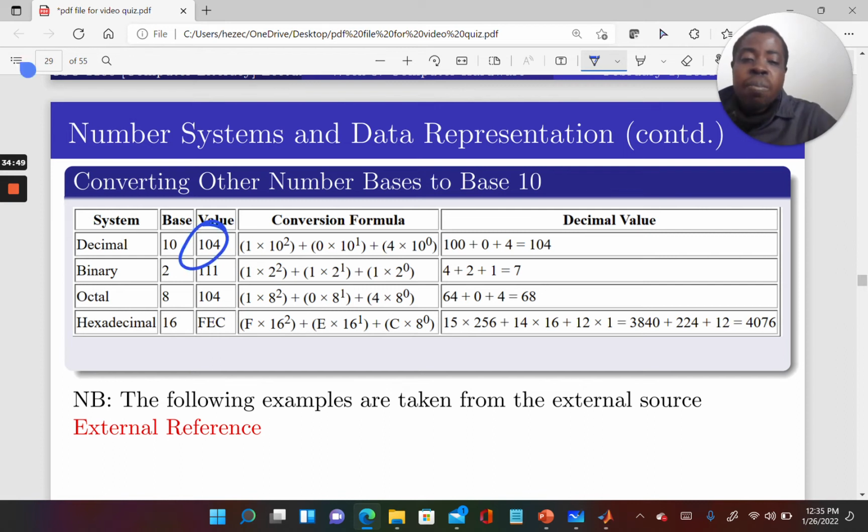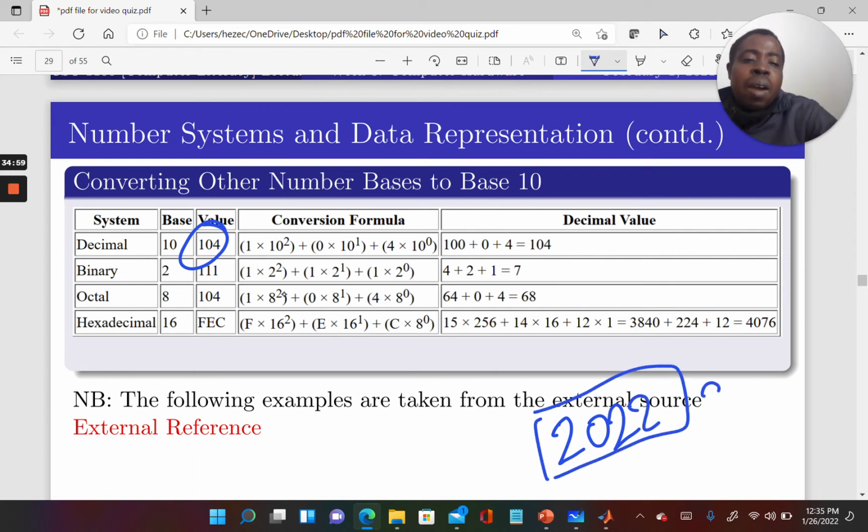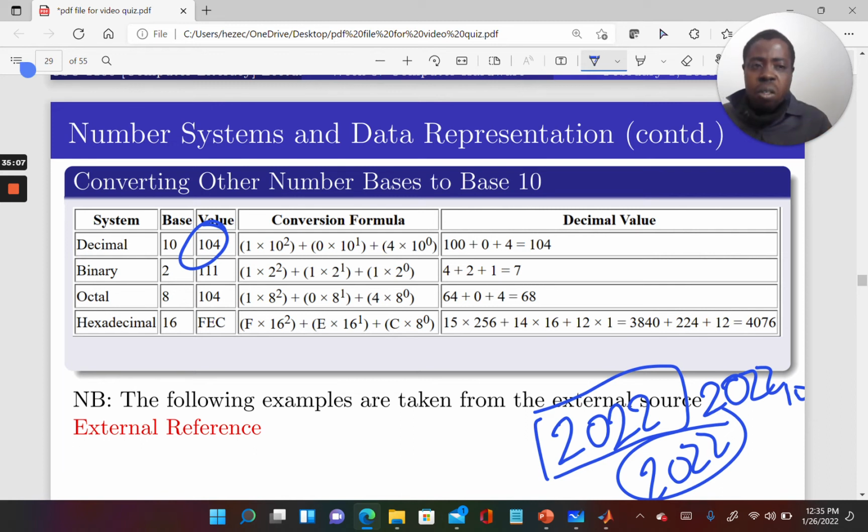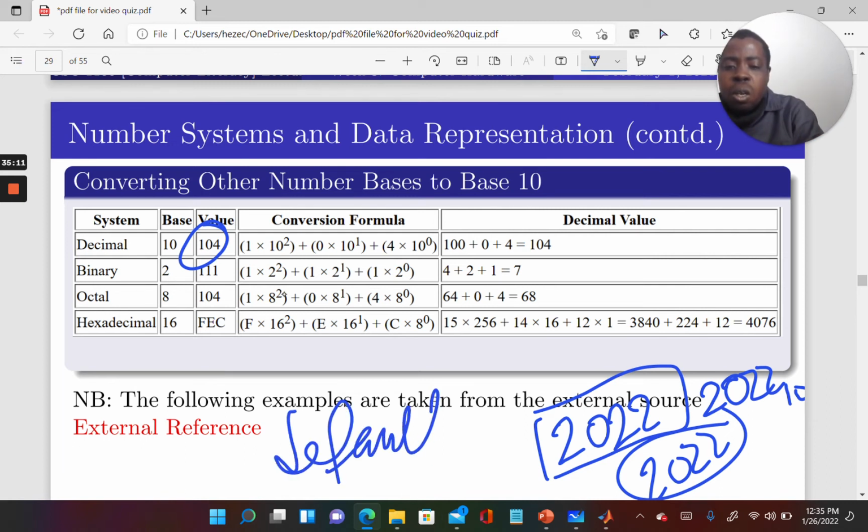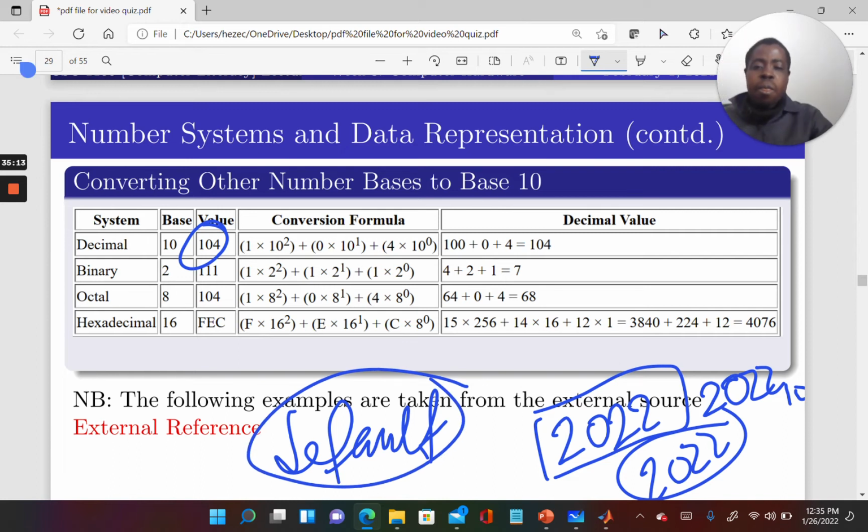When you say a number is base 10, that's the natural one. For instance, this is 2022, right? So as a number, this is base 10. You can write it as 2022 base 10, or just write 2022. Base 10 is like a default base system.